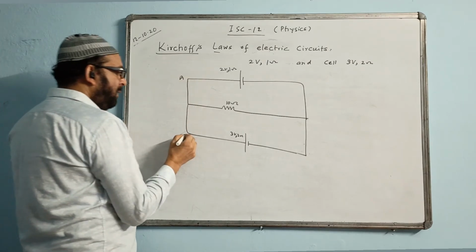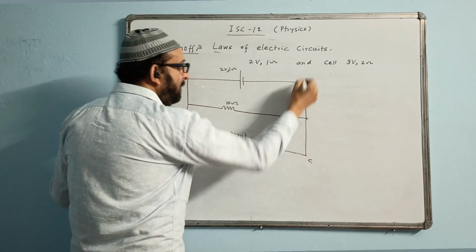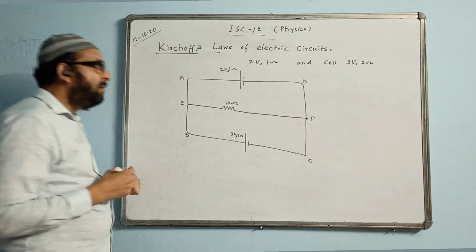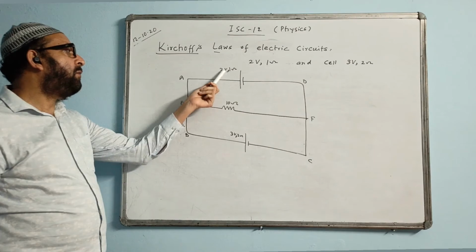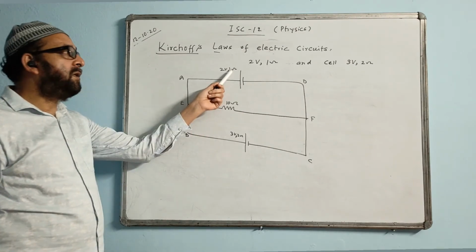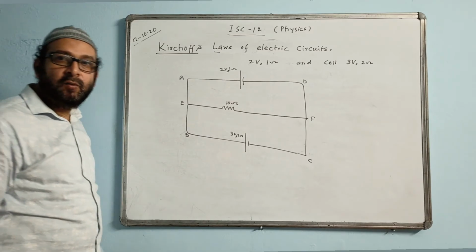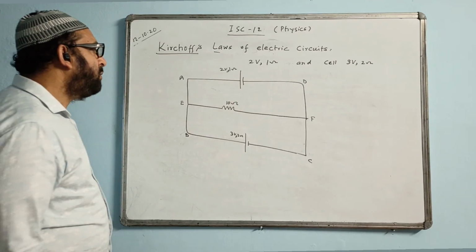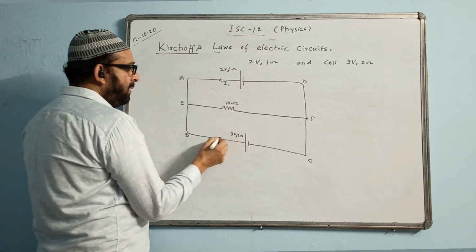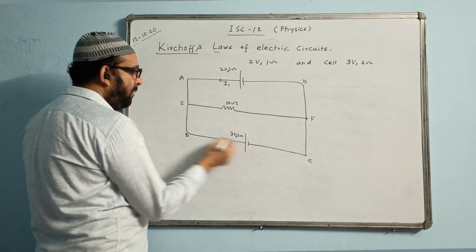And mark here A, B, C, D. These are the points already mentioned in the question. The question is asking to find the current drawn from this cell and the current drawn from this cell. This is internal resistance given 1 ohm. Here the internal resistance is 2 ohm given. How to do so? First we will check the direction. This current will come out like this, I1. Here the current will come out, I2.